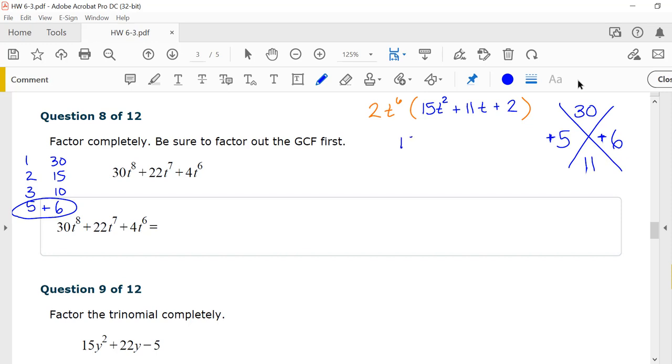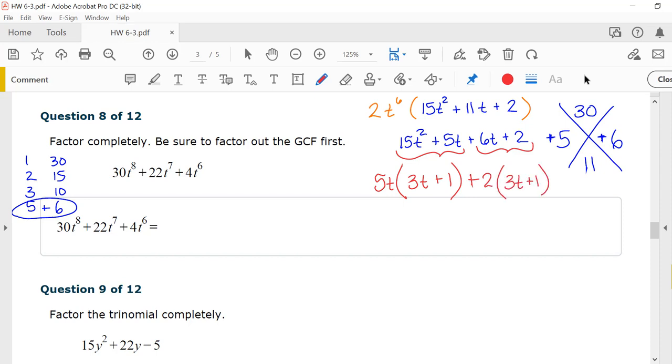I'm going to rewrite 15t squared plus 5t plus 6t plus 2. Grouping the first two and the last two terms, I can pull out a 5t. I'm left with 3t plus 1. The last two terms, I can pull out a 2. I'm left with 3t plus 1. So I get 3t plus 1 times 5t plus 2.